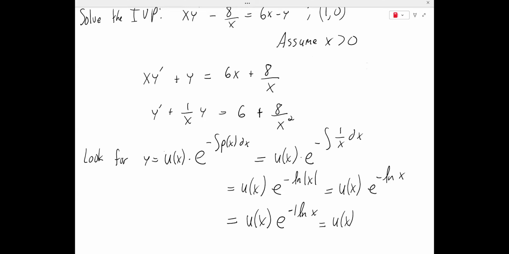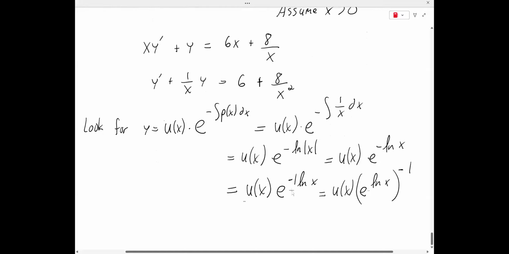Now here's kind of the trick. See if you agree with this. You have to know exponent rules here. If you have a power to a power, you can multiply the exponents together. So this is this. That's the trick: use exponent rules, get that negative 1 up there. Now what's this guy right here? This is x. So this is equal to u of x times x to the negative first.